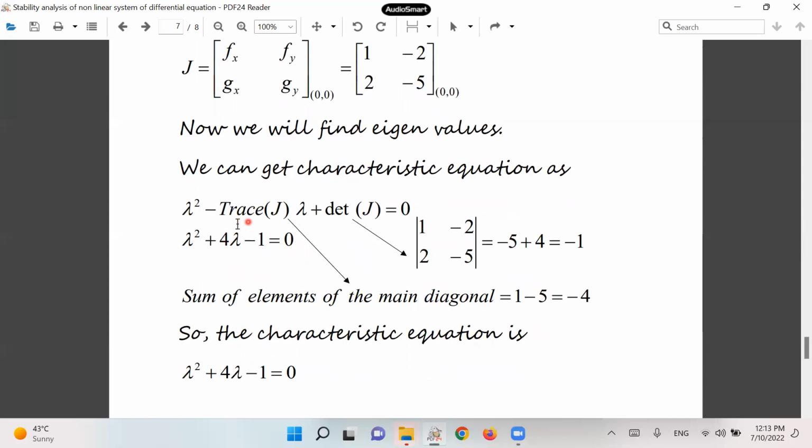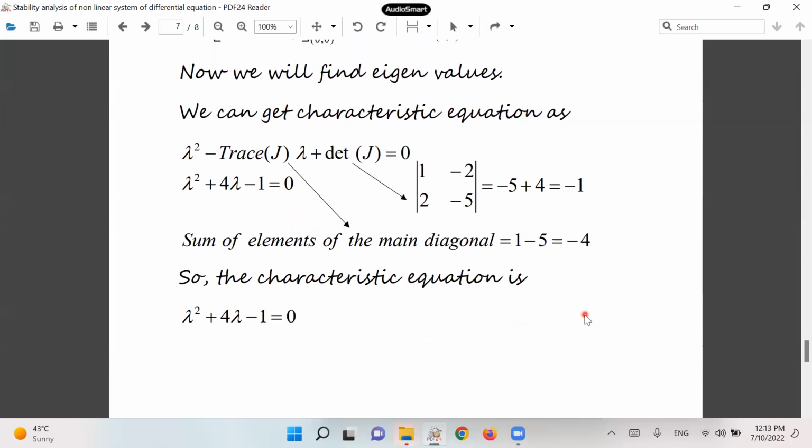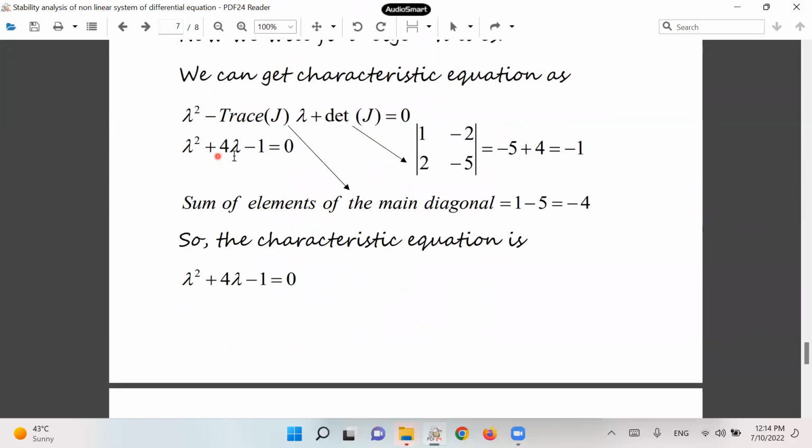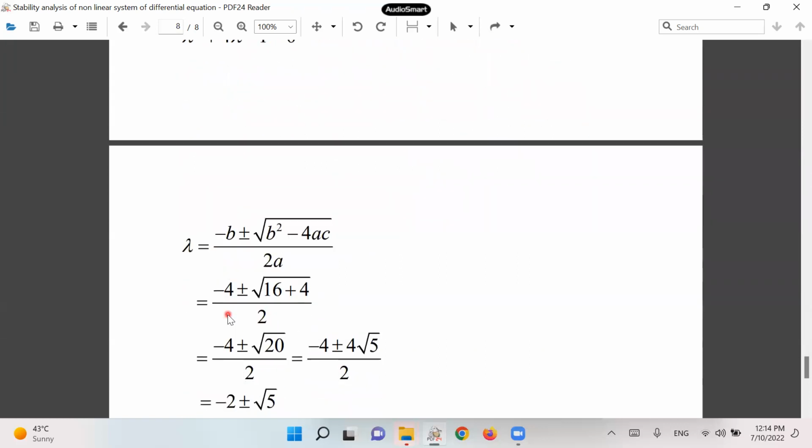And how to find the trace of J? We just have to add the main diagonal elements. So 1 minus 5 will be minus 4. So this is the characteristic equation we get: the value of trace of J is minus 4, so minus minus becomes plus 4 lambda, and the determinant of J's value is minus 1. After that, we have to find the roots, and we can find them by using the quadratic formula. The quadratic formula is minus b plus minus square root of b square minus 4ac over 2a.